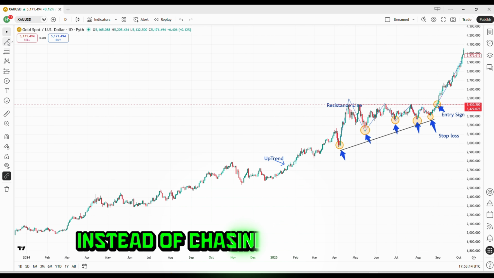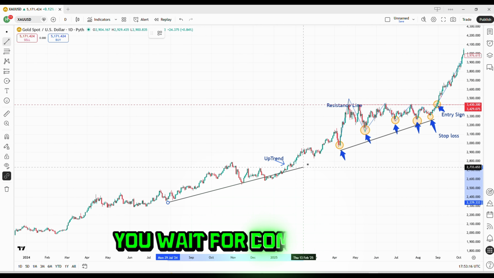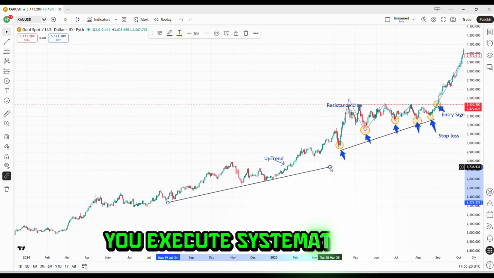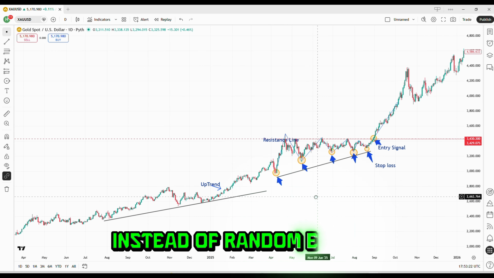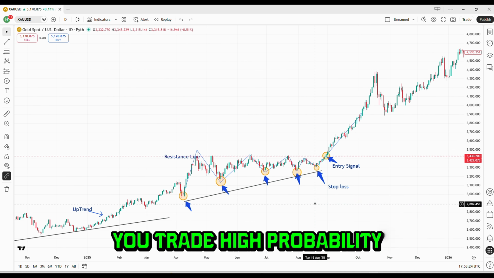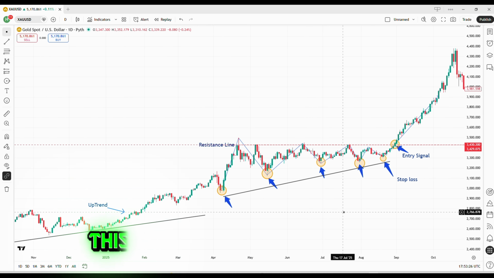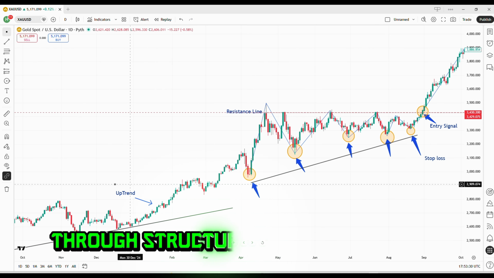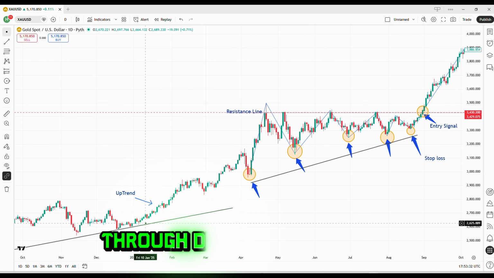Imagine the transformation. Instead of chasing green candles, you wait for compression. Instead of reacting emotionally, you execute systematically. Instead of random entries, you trade high-probability chart patterns. This is how struggling traders become consistent traders, through structure, through discipline, through defined risk.